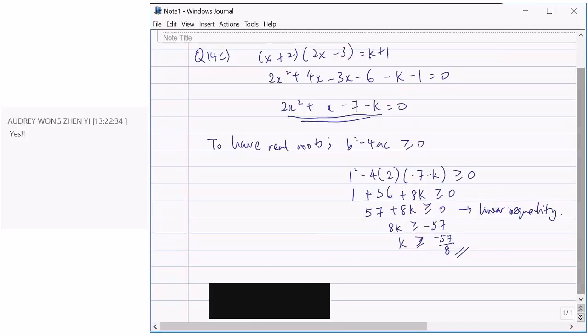Okay, so 14C I didn't record. I only record from now onwards. So 14C, okay? It's not so tough because it's linear inequality. Okay, go on to the next one, 14E. Let's go down, 14E.